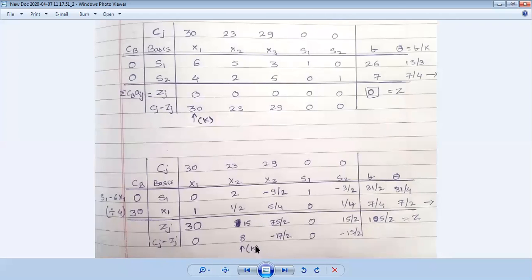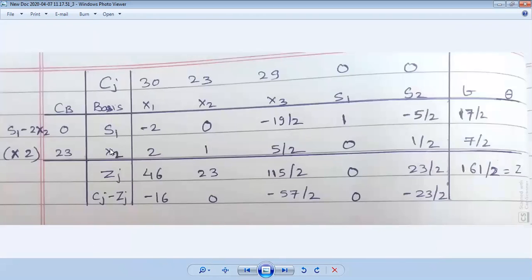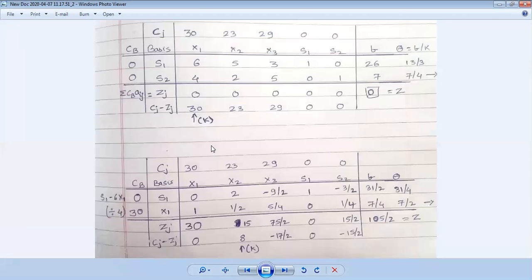Is it fine? So x2 replaces which variable? x1. So it is not necessary that always slack variables will be replaced. Now in this case, x2 is replacing x1. So in the next iteration, you can see x1 is replaced by x2, and cb from 30 has been updated to 23. Now you try to make this element, which was 1 by 2, as 1.